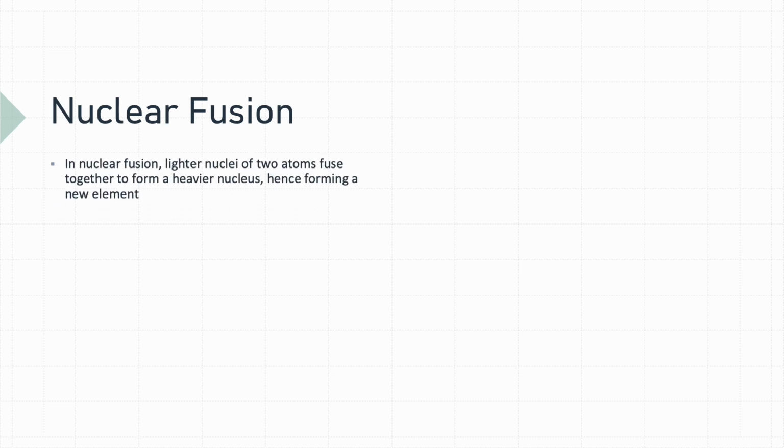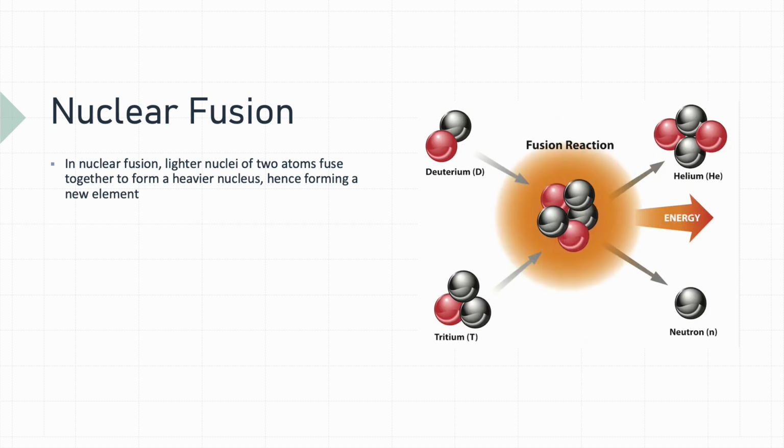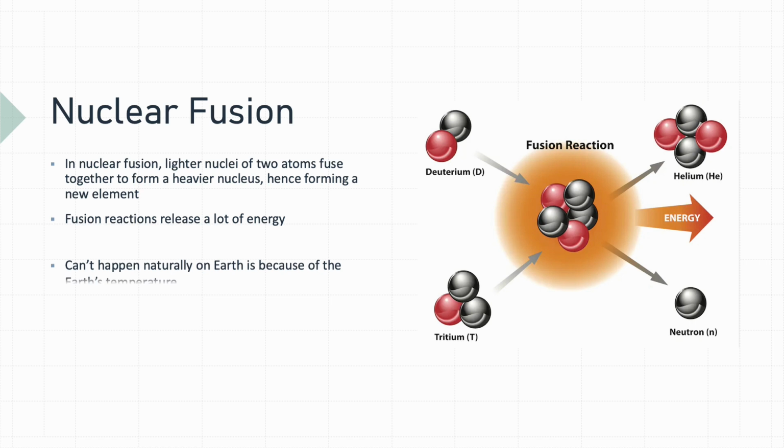Next, we have a strange thing that doesn't actually happen naturally on Earth. In nuclear fusion, lighter nuclei of 2 atoms fuse together to form a heavier nucleus, hence forming a new element. This diagram shows 2 isotopes of hydrogen fusing together to form helium. Deuterium and tritium are the 2 isotopes of hydrogen, and you can see the reaction releases energy and a neutron. So needless to say, fusion reactions release a lot of energy.